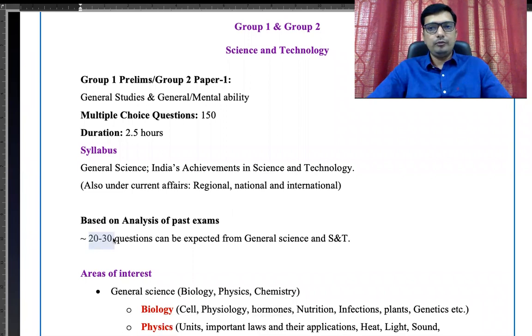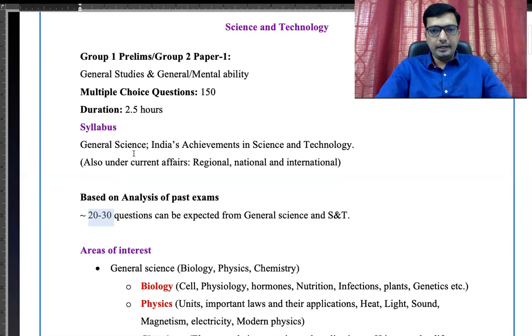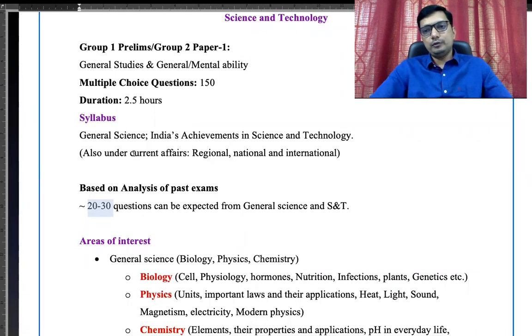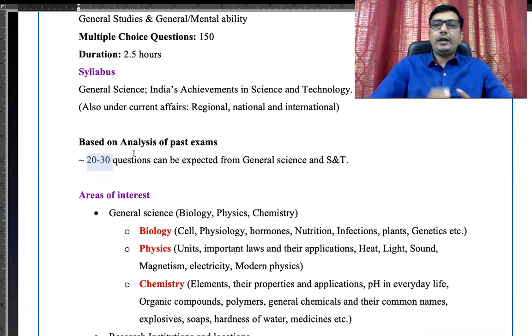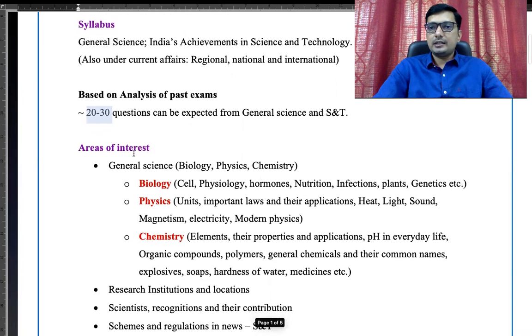There were times in the Group 1 exam, for example, when 47 or 48 questions came from sciences, but this is not the case in every exam. So the questions are about 20 to 30, an average of 25. But what areas from general science and science and technology do we need to focus on? I would like to give you a brief idea of what topics to pick up, and I'll also briefly talk about the sources from where you can read this information. In general science, there are 3 key areas.